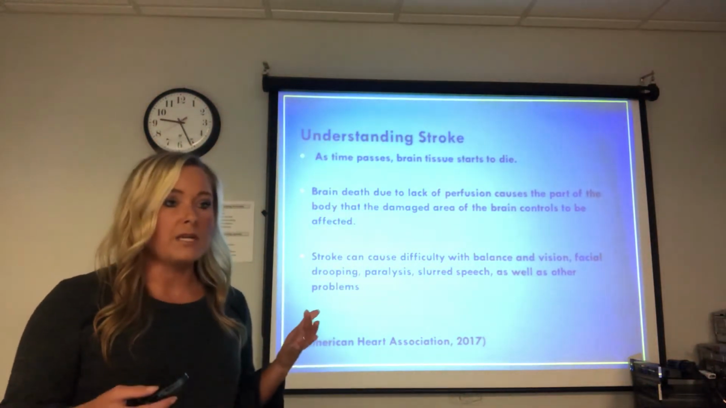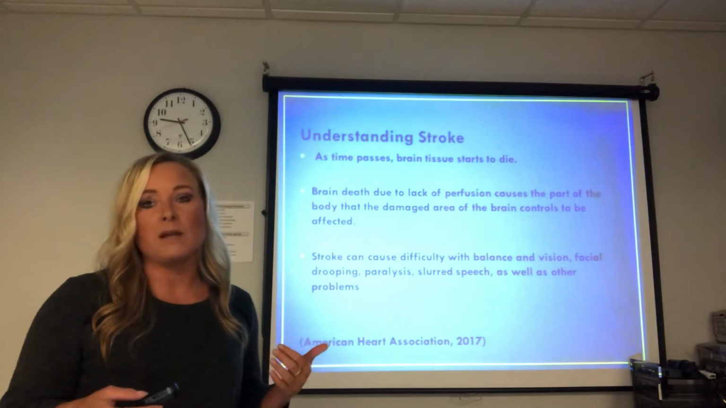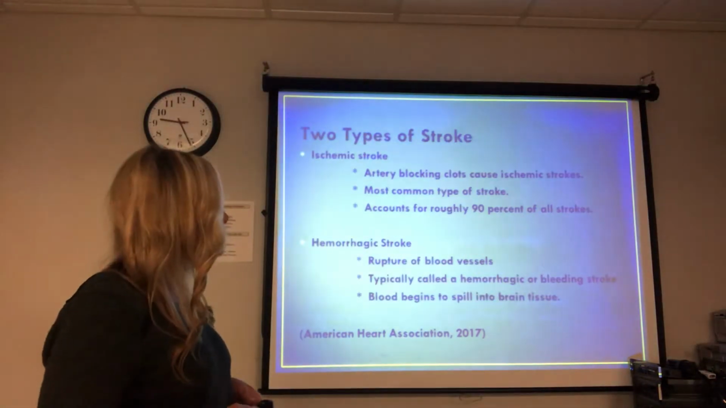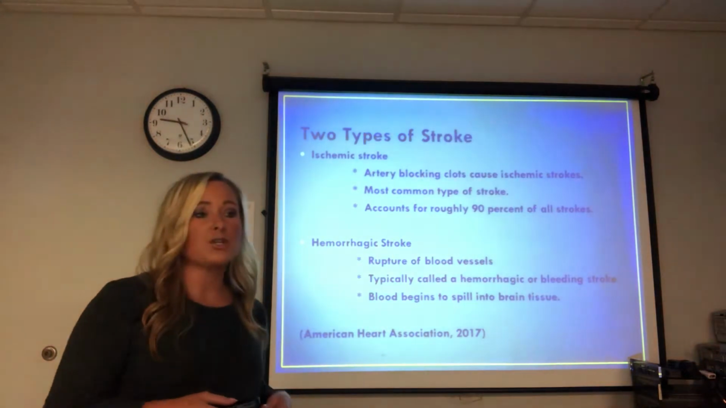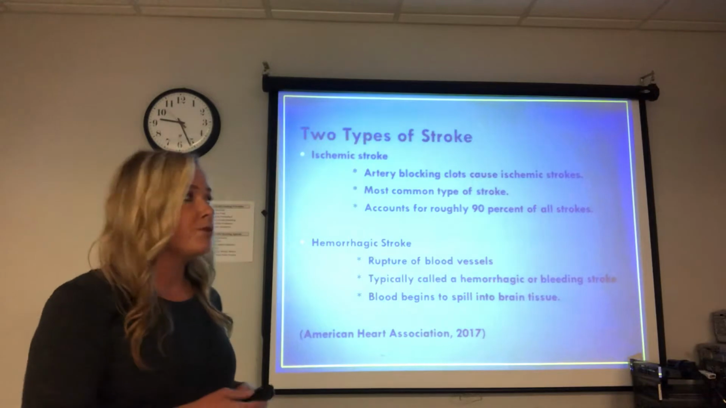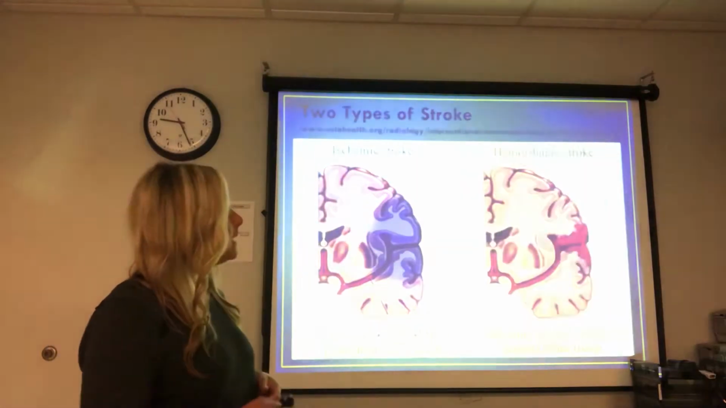So when the brain starts to die because of lack of perfusion, the part of the body that damaged area of brain controls is negatively affected. There are two types of stroke: an ischemic stroke, in which an artery is blocked by a clot, and then a hemorrhagic stroke where there is a rupture of blood vessels. These can be seen on the next slide.